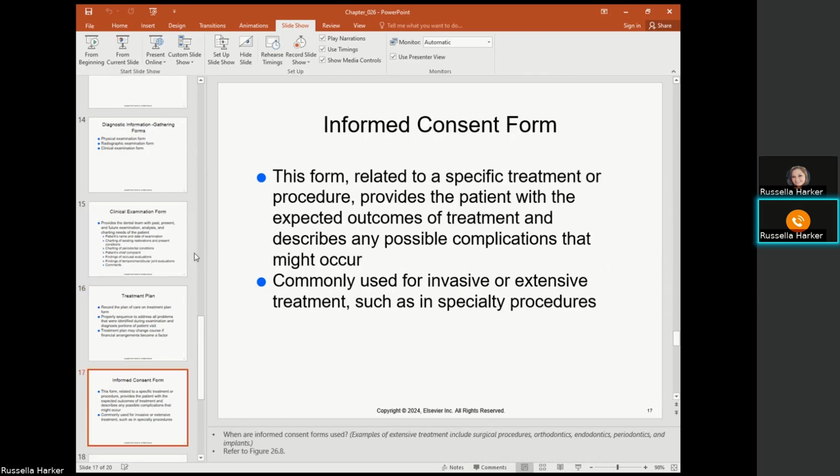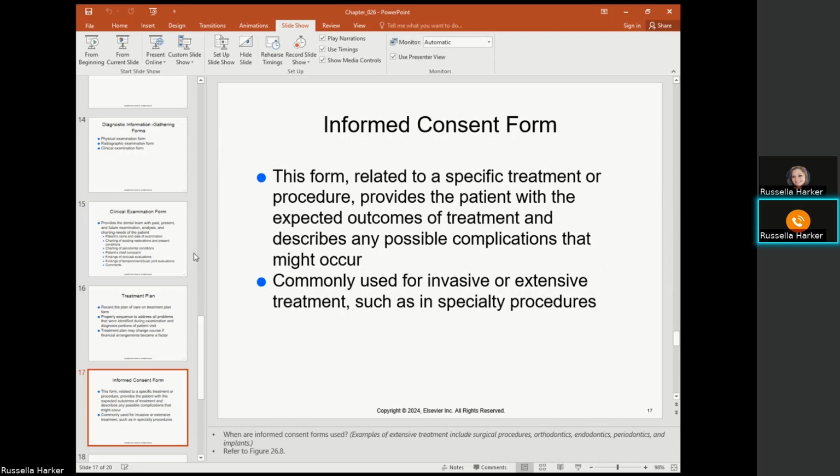But you always need to have informed consent when you have a big procedure. It's related to a specific type of treatment or procedure. If you're going to do something small, like a cleaning, you don't get informed consent, because it is a different type of consent, like implied consent, that they want treatment when they come in for a cleaning.